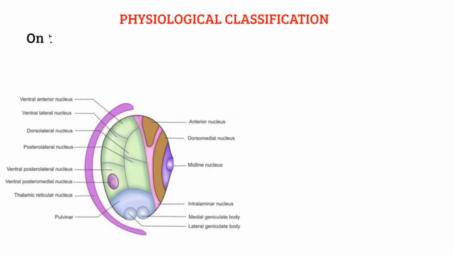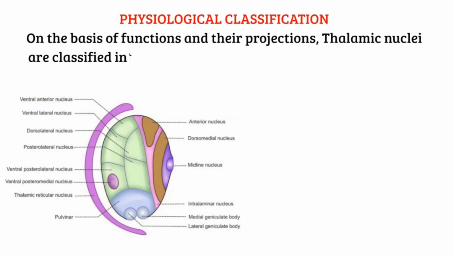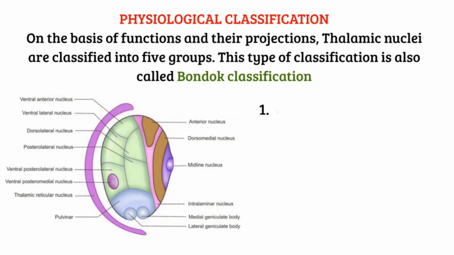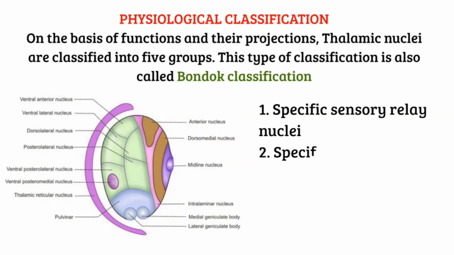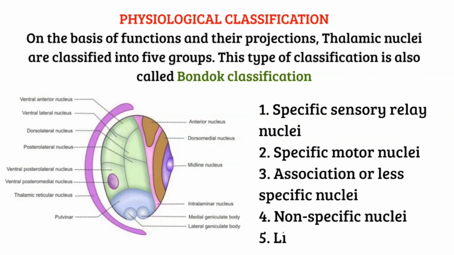So now we will see the physiological classification. On the basis of functions and their projections, thalamic nuclei are classified into 5 groups. This type of classification is also called Bondoc classification, in which specific sensory relay nuclei, specific motor nuclei, association or less specific nuclei, non-specific nuclei and limbic system nuclei are included.